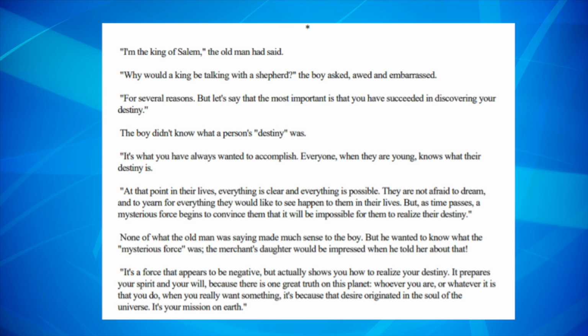to realize their destiny. None of what the old man was saying made much sense to the boy, but he wanted to know what the mysterious force was. The merchant's daughter would be impressed when he told her about that. It's a force that appears to be negative, but actually shows you how to realize your destiny. It prepares your spirit and your will, because there is one great truth on this planet. Whoever you are, or whatever it is that you do, when you really want something, it's because that desire originated in the soul of the universe. It's your mission on Earth.